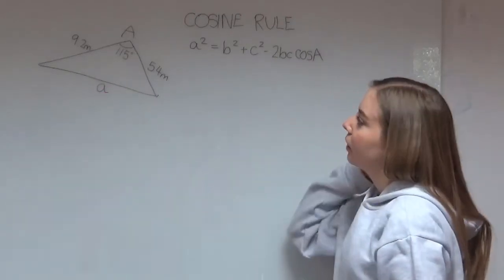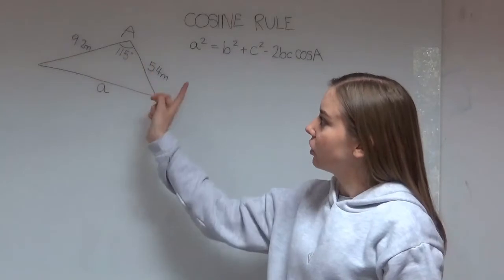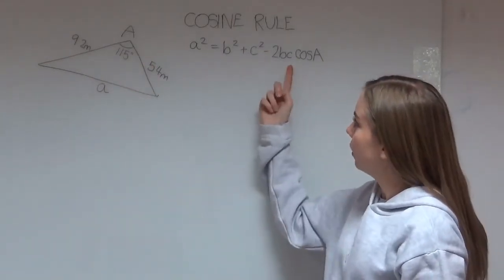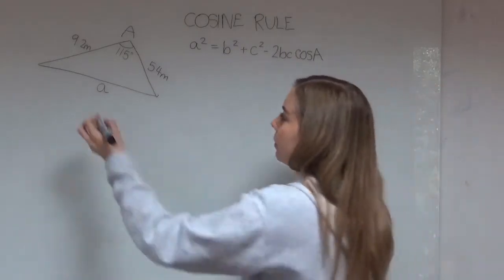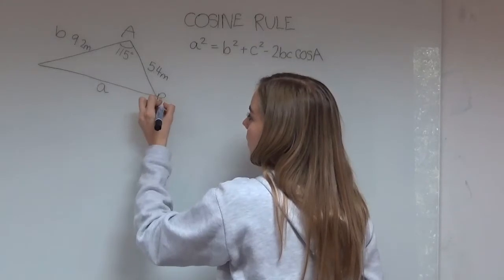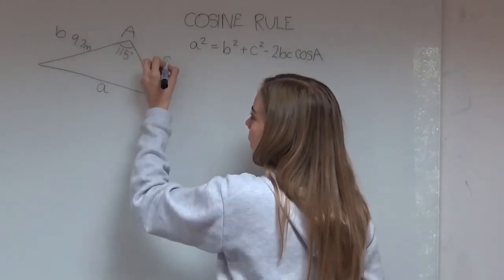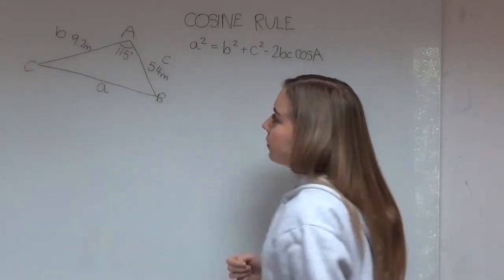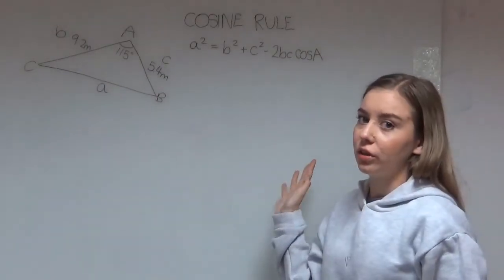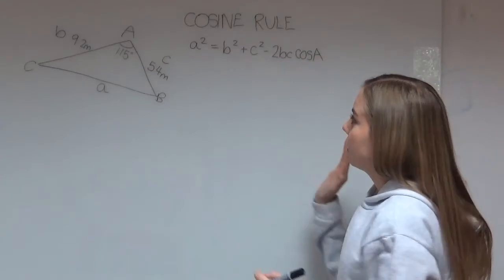lowercase a. And then it doesn't really matter which you label up as B and C, as long as you're consistent in using B and C in the equation. So I'm just going to use the 9.2 as B here, which means this angle opposite is capital B, and then that's my C. Then it's quite easy from here, you just have to substitute the numbers into the equation.